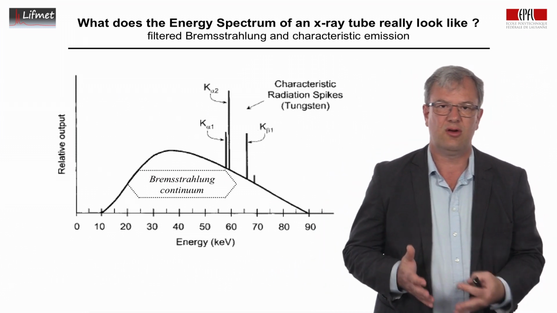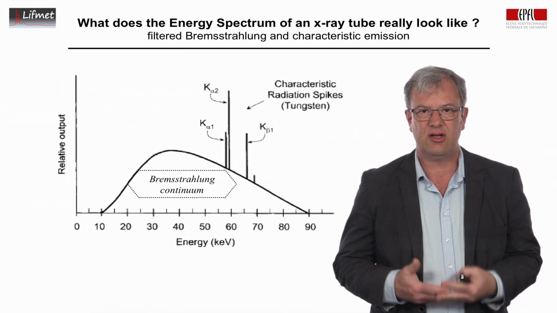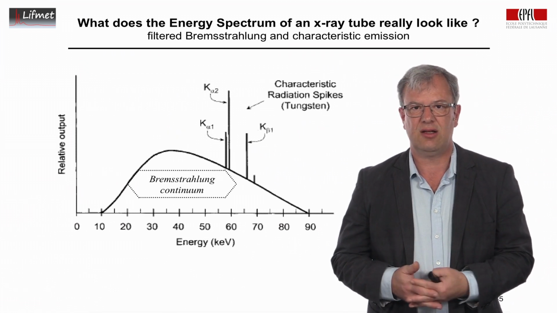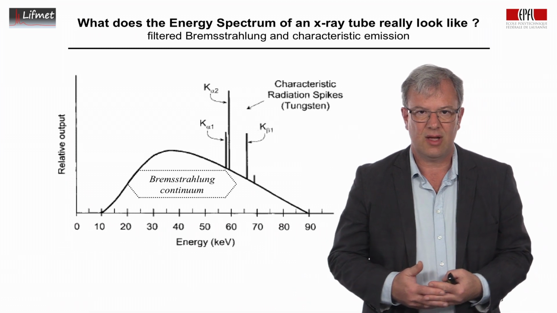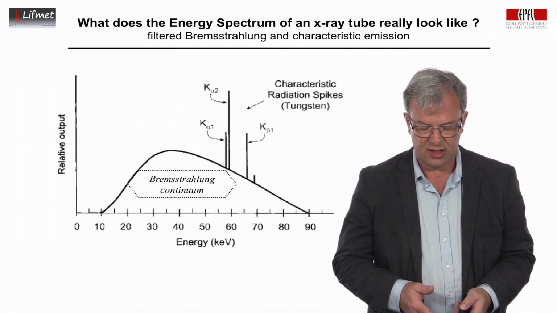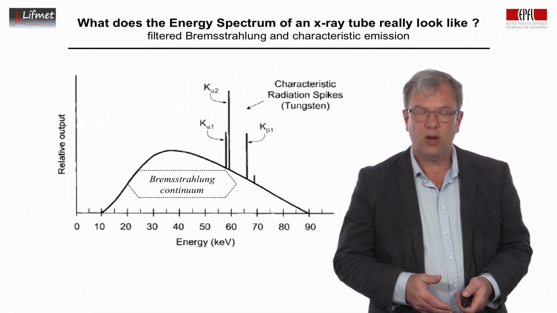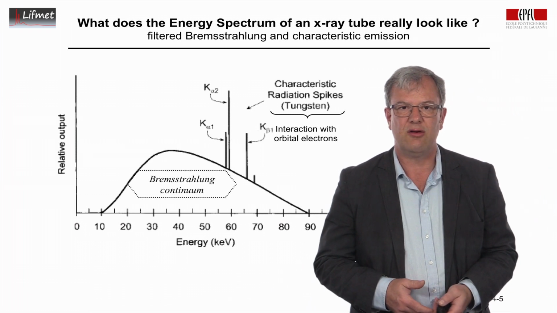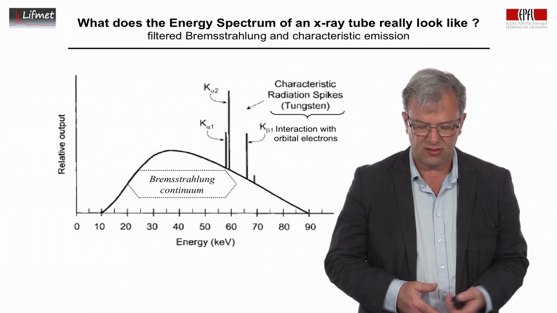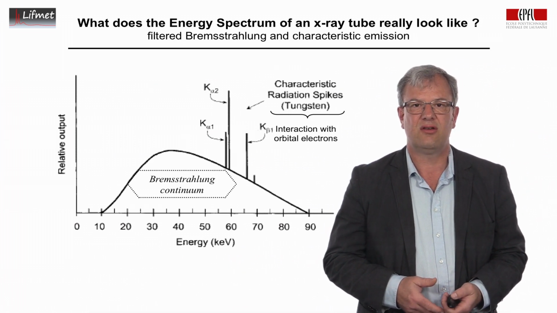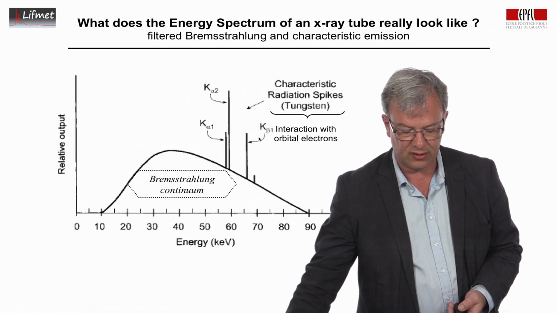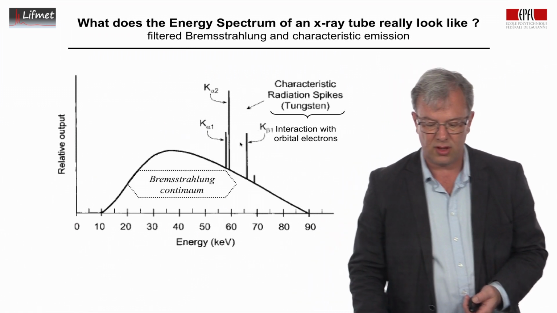Remember, we talked two weeks ago about how X-rays are being generated. They're generated primarily by Bremsstrahlung, and we cannot predict exactly what the precise energy is. So there is a continuum, a distribution of photon energies that are given. We have also characteristic X-rays, that is when we remove an inner shell electron, so-called radiation spikes, or characteristic X-rays or fluorescent X-rays. And this is the interaction with orbital electrons. And here we have the K alpha 1, alpha 2, and the K beta lines here for tungsten.